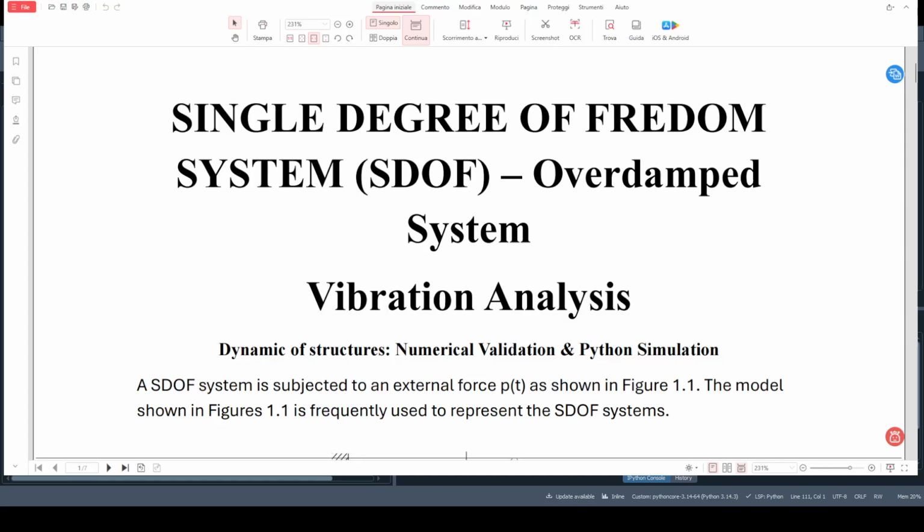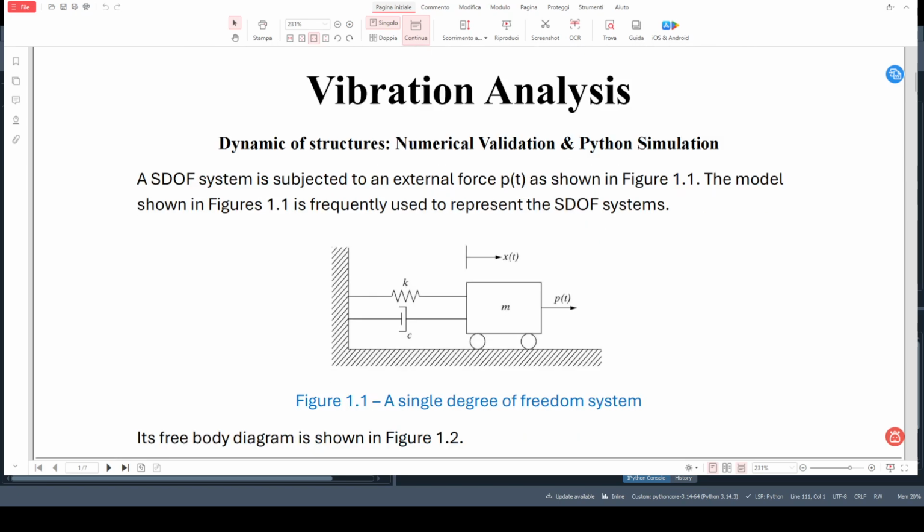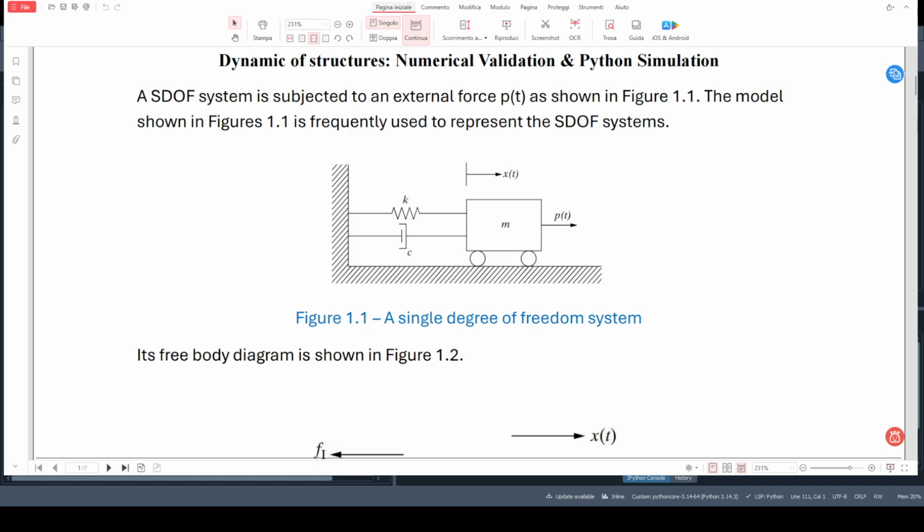Good morning. Today we can say the last case for the damping system vibration analysis. We saw in the last two videos the critical damping system and the underdamped system. Today we can see the overdamped system for the single degree of freedom system, SDOF. You can see here the system used.